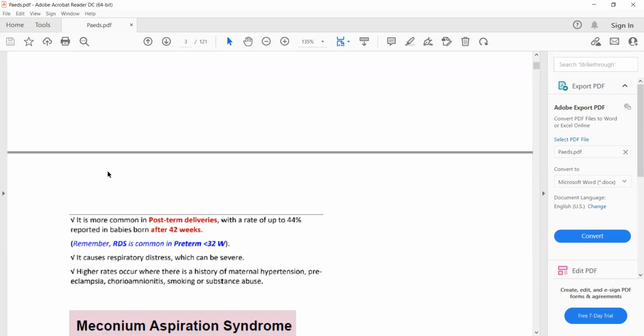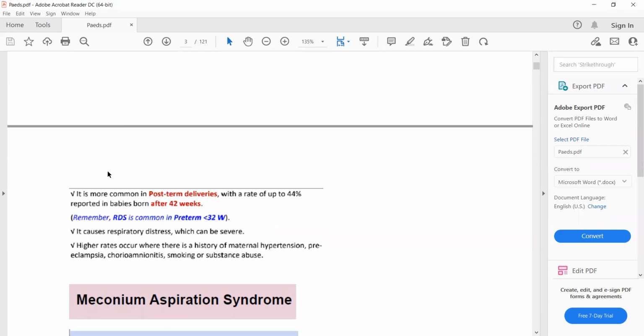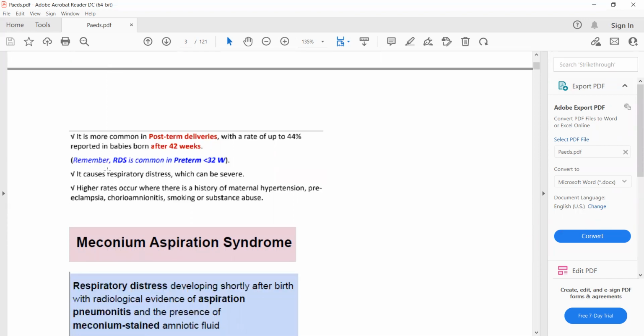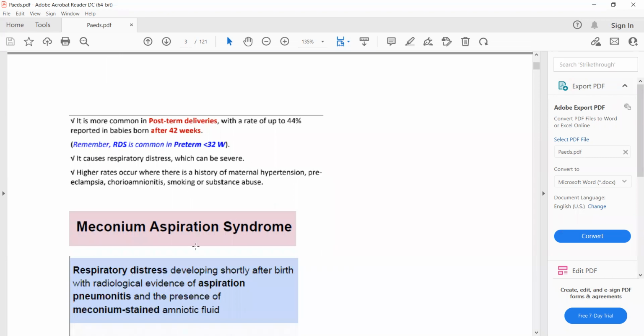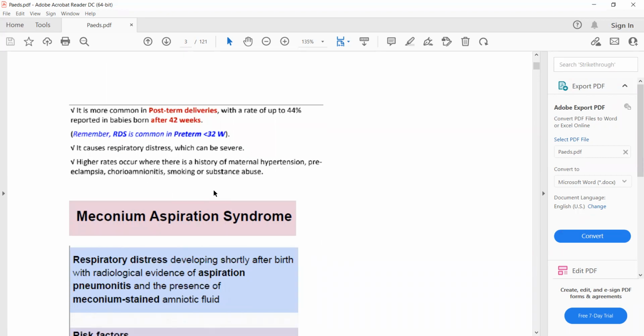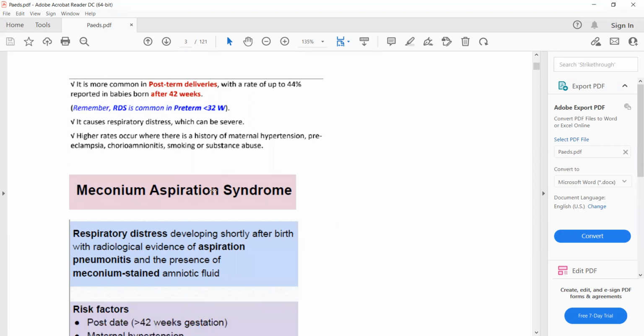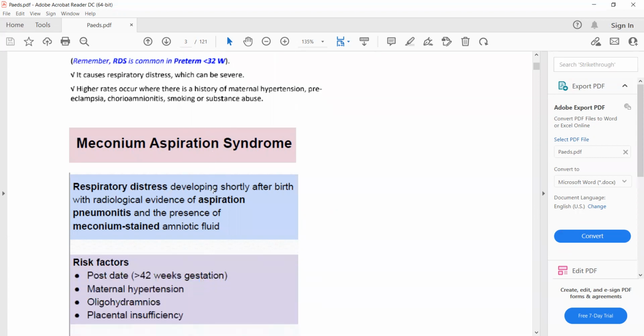It can cause respiratory distress like respiratory distress syndrome. Some other risk factors for meconium aspiration syndrome are maternal hypertension, preeclampsia, chorioamnionitis, and smoking or substance abuse. These can all lead to meconium aspiration as well.